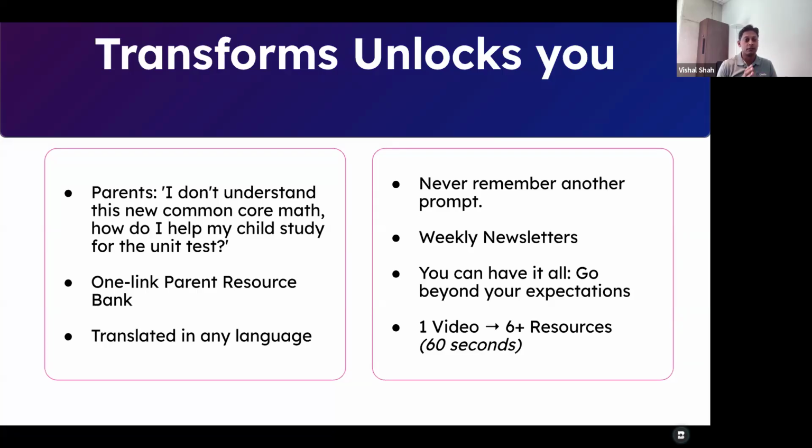AI is difficult in the sense of, there's prompts that you put in, you don't remember what you wrote, but you never have to remember another prompt. We have ways of saving things now, so the things that you want to use over and over are all going to be right there. Weekly newsletters. The key thing is, to be top tier in everything is very difficult. But with AI, if you're using it the right way, you can have it all. It's really going beyond expectations, not just doing what you did before in a faster way, but doing more in less time. With one video, you can create over 6 resources in just 1 minute.